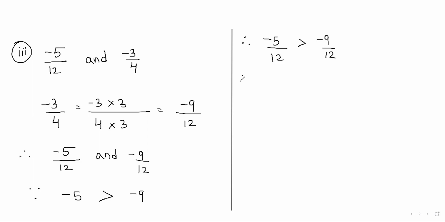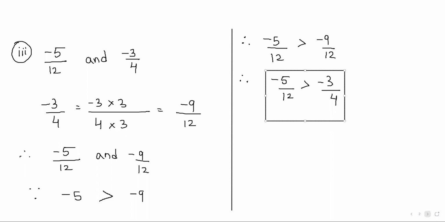Is it the original fraction? Oh, minus 5 by 12, it is the original fraction. But minus 9 by 12 is not. So the original fraction is minus 3 by 4. Our final answer: therefore, minus 5 by 12 is greater than minus 3 by 4.